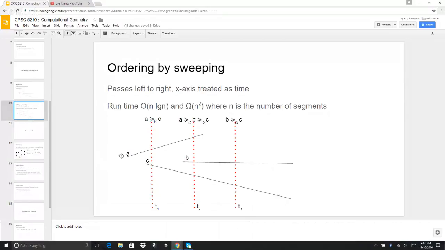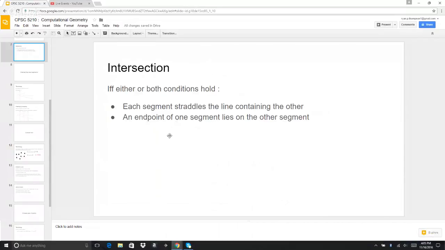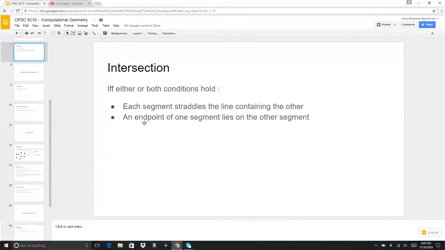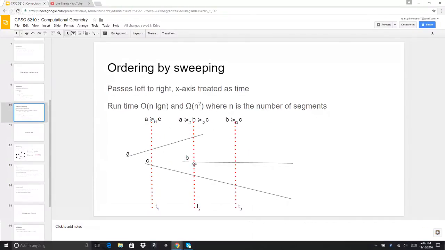Because as one has a fixed endpoint, you'll be able to calculate the intersection of the two again. We'll review the definition of intersection: if the segment straddles the line, so if it crosses the vertical, here as A crosses T1, or an endpoint of one segment lies on the other. So if B had started on T2, it would also count as an intersection. So it still fits our previous definition of intersection.